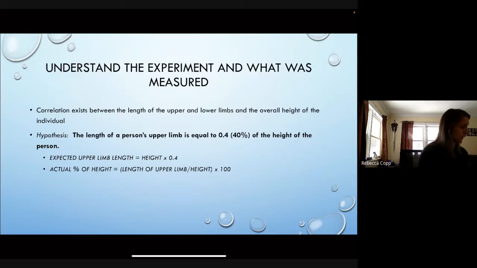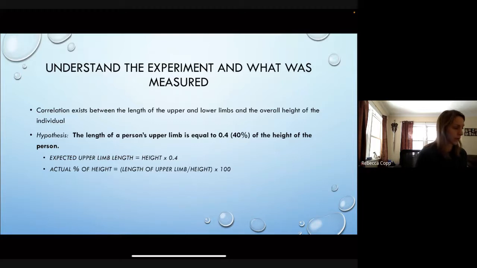You also should be able to work these formulas that they gave you. Your expected upper limb length would be 40% of your height, or your height times 0.4. I think that you measured in centimeters, so that might be a question that you get asked: what was the unit of measurement for this? And then the actual percent of height is the length of your upper limb divided by height times 100. You should be able to work those problems using those equations.